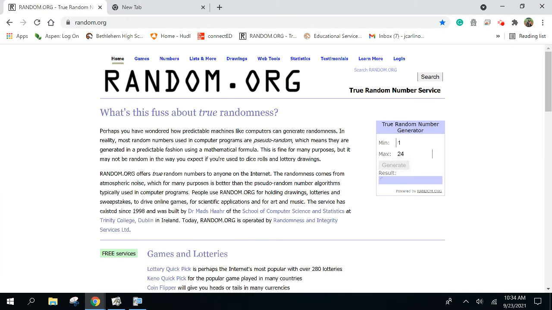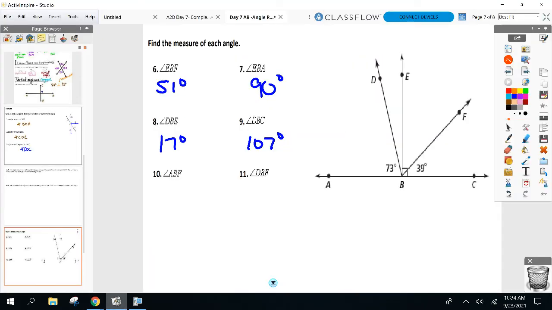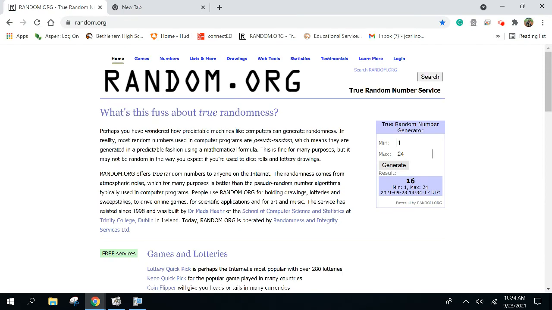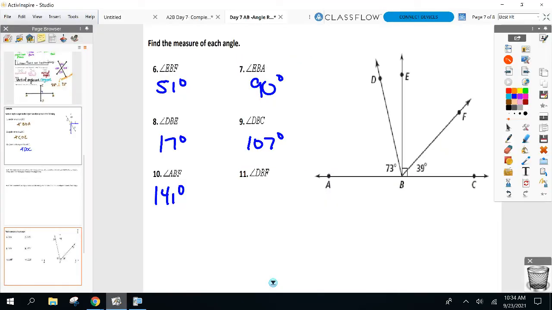ABF, number 10. Carter. 151? I got 10 degrees less than that. 141, yes, everyone? 141. And DBF. Final one. Zach, finish it off. 68 degrees.